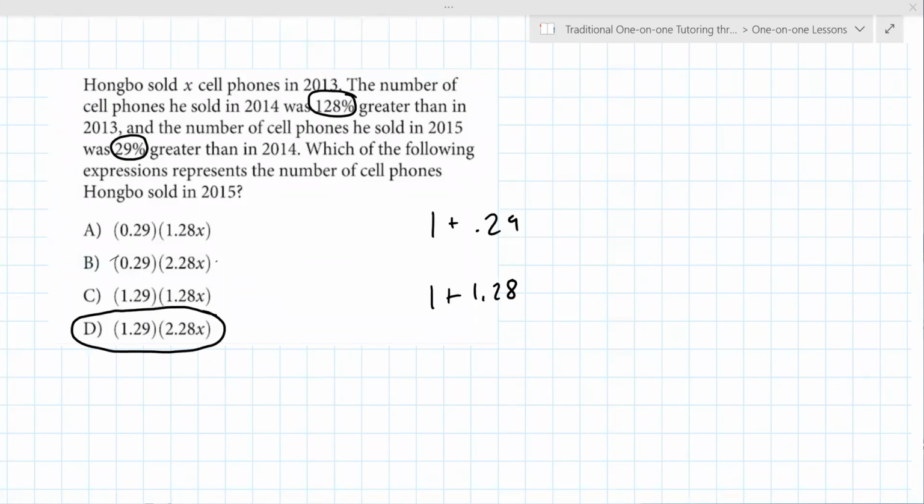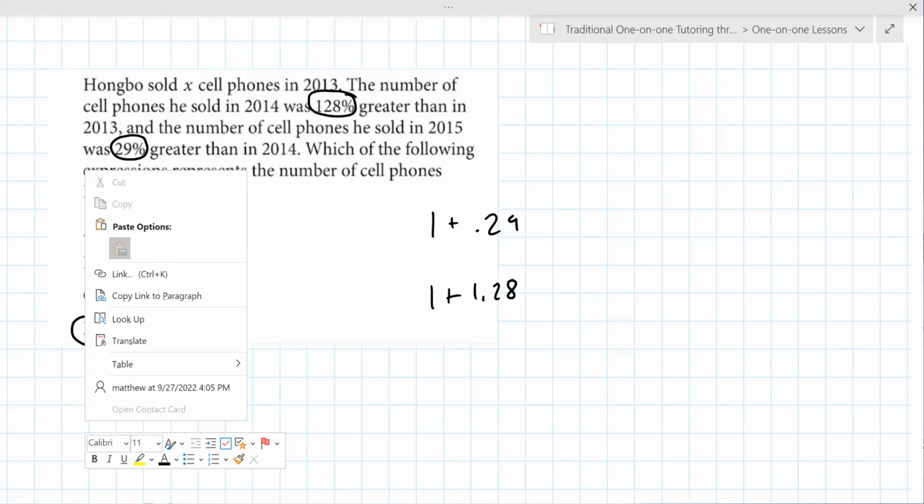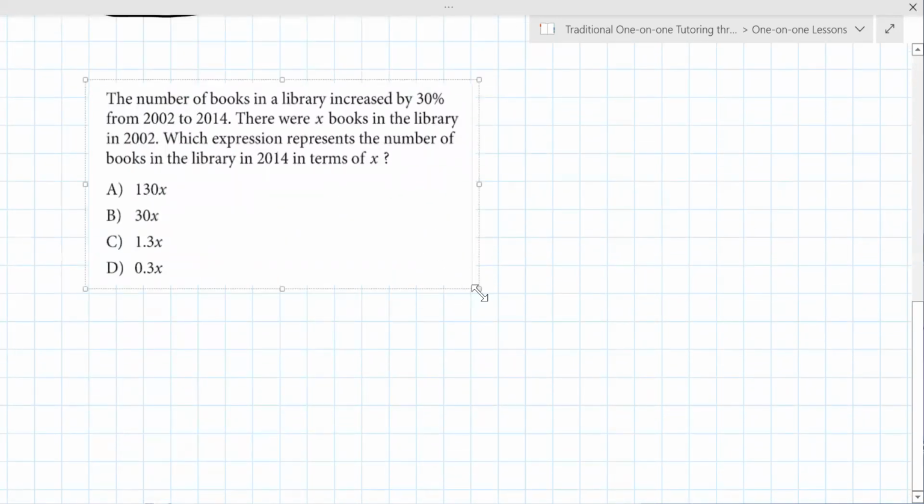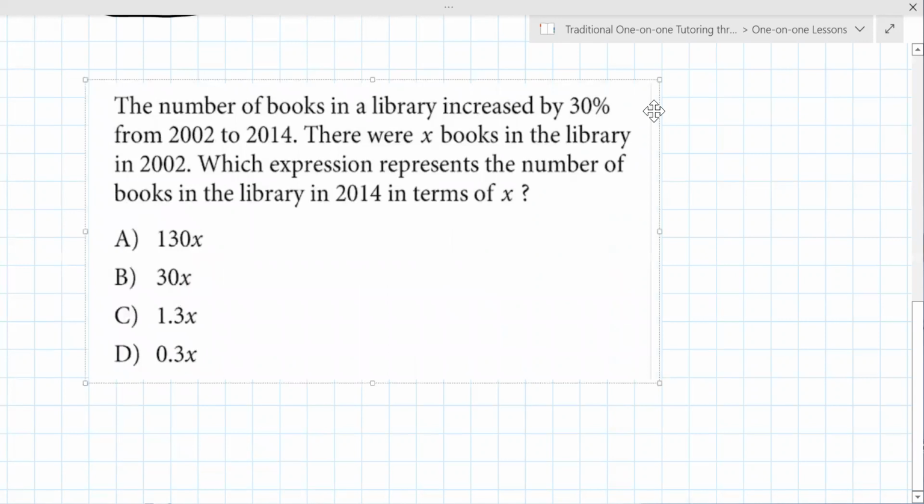Okay, so let's look at this one, it's kind of related. I'll have you read this one out loud for us. The number of books in a library increased by 30% from 2002 to 2014. There were X books in the library in 2002. Which expression represents the number of books in the library in 2014 in terms of X? So it's kind of like the last problem. Are you going to use 30% or do you need to add 1 to it? You're going to need to add 1.